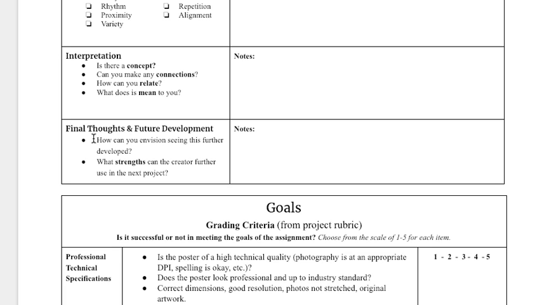Or how can you see it further developed, as in maybe the poster has really good color, but the typography might be a little bit plain compared to the color. So maybe it could be further developed in its typography. So thinking about how can it go to the next level? What would be your suggestions for it being even better, even if it's already really, really good?